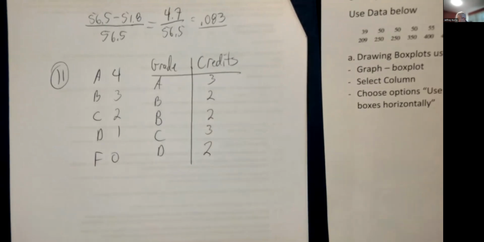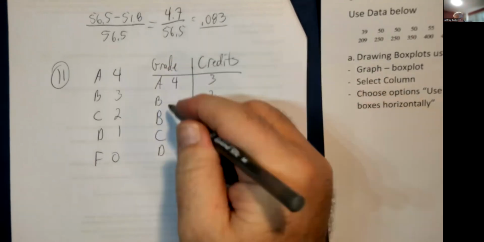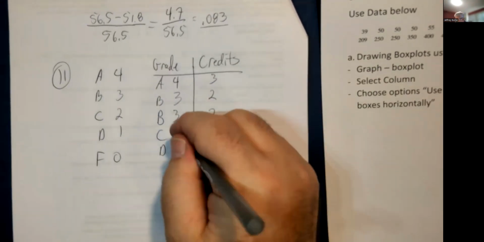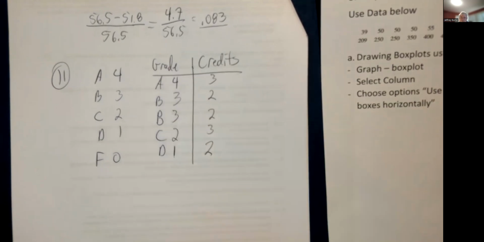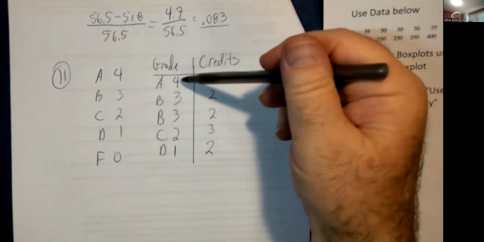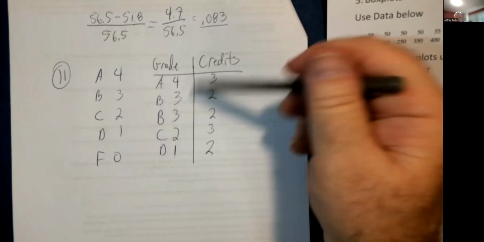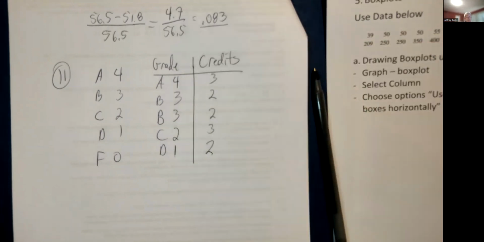Now remember, what's an A equivalent to? It's equivalent to 4 points. A B, those are each equivalent to 3 points. A C is equivalent to 2 points, and a D is equivalent to 1. So this is going to be one column, and this is going to be the other. We're going to go ahead and type this into StatCrunch now.